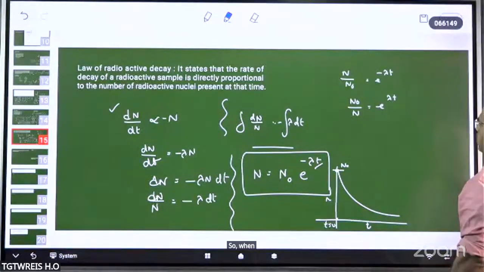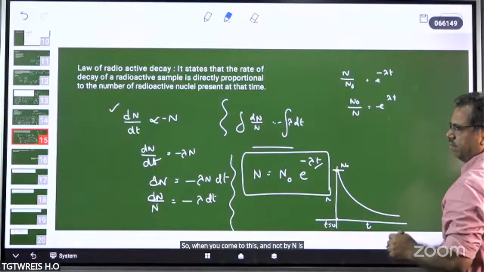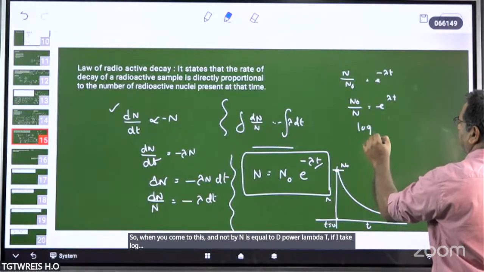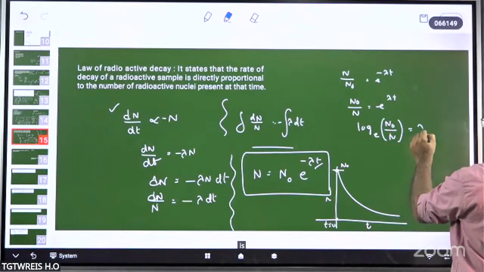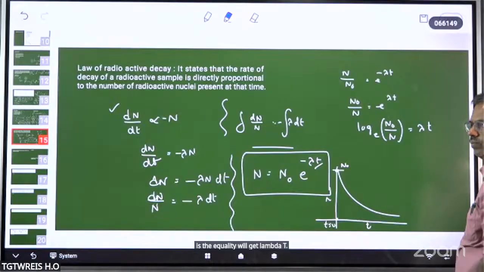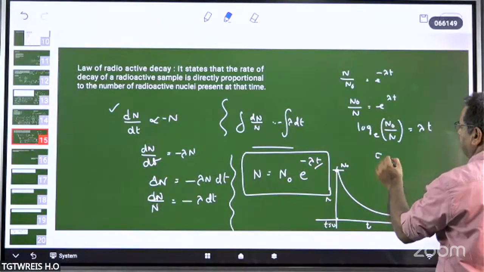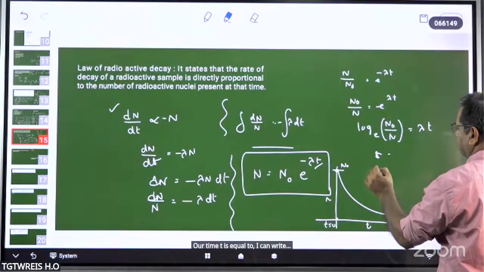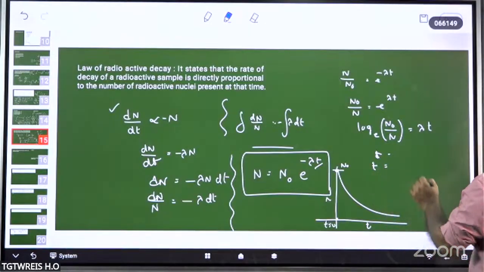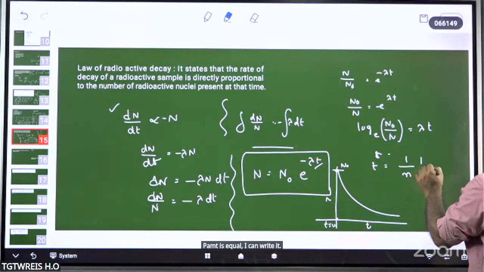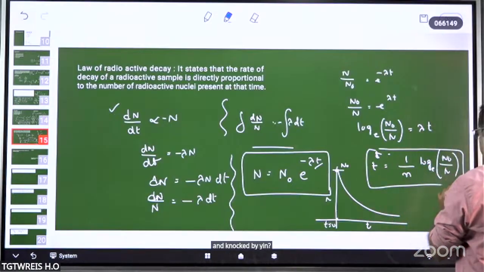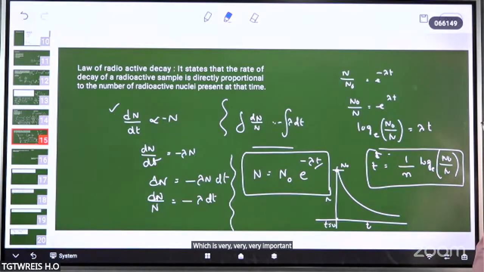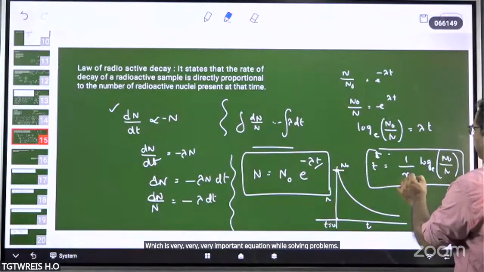So when you come to this, N naught by N is equal to e power lambda T. If I take log base e both sides, log N naught by N is equal to lambda T. Or time T is equal to 1 by lambda into log base e N naught by N, which is a very, very important equation while solving problems.